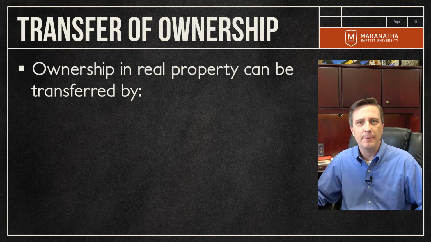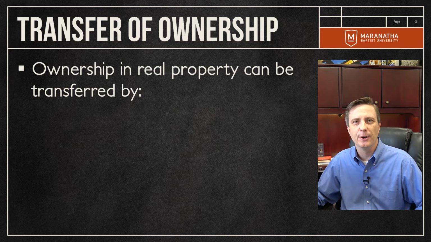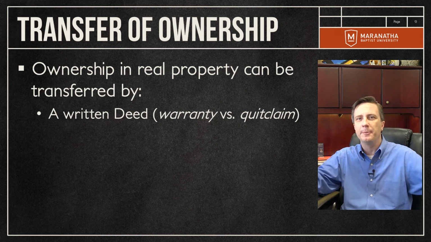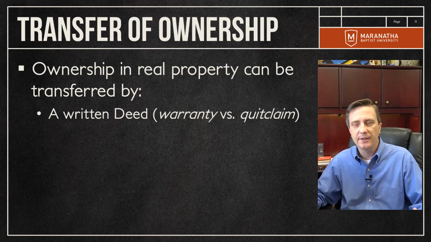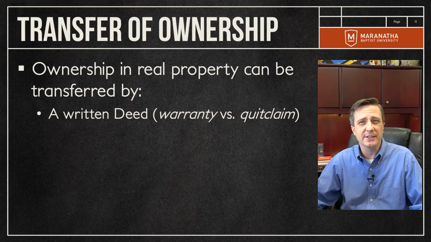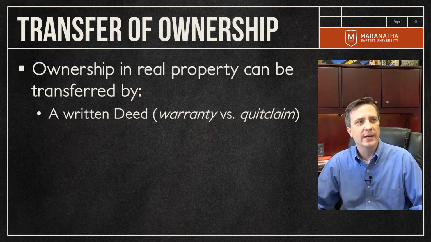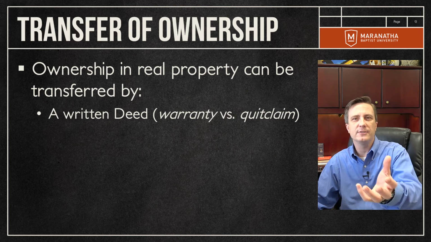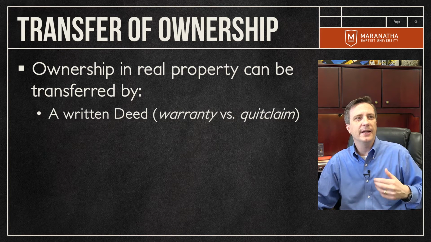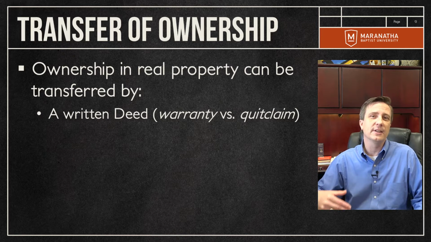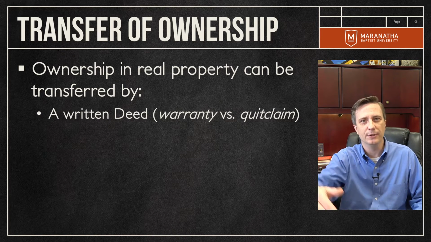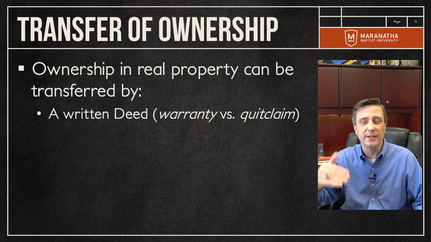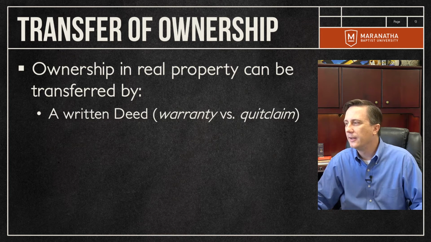Now let's talk about the third topic here with real estate. How do we transfer ownership? Well, ownership in real property can, first of all, most common by far is a written deed. And there's really two basic kinds of deeds. A warranty deed says, I promise that I am giving you all the rights in this land that I have described, and that the only rights I'm not giving you are the rights that I specifically said I'm not giving you, like easements and profits and licenses and things like that that are specifically recorded in the county recorder's office.